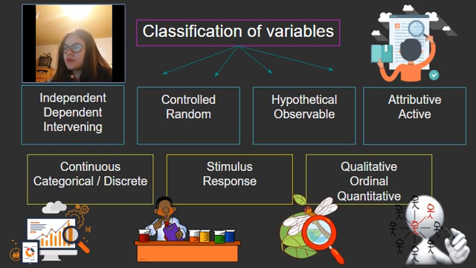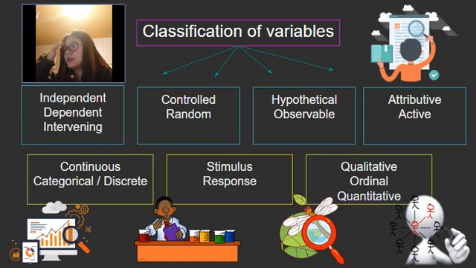Here, the division of independent or dependent variable is arbitrary, because a variable that is now independent can be dependent, or vice versa.